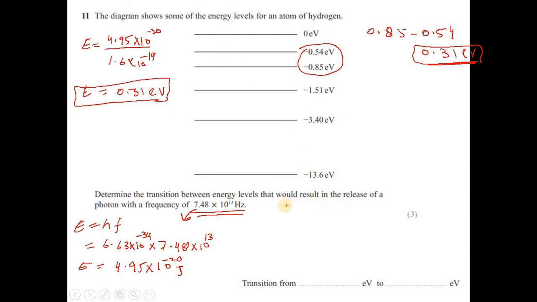So you see, they are saying which transition would result in the release of a photon. That means energy is being released, and it is only possible if the electron jumps from a higher energy level to a lower energy level, then it will release a photon of that energy. That means the transition of the electron is from minus 0.54 electron volt to minus 0.85 electron volt.